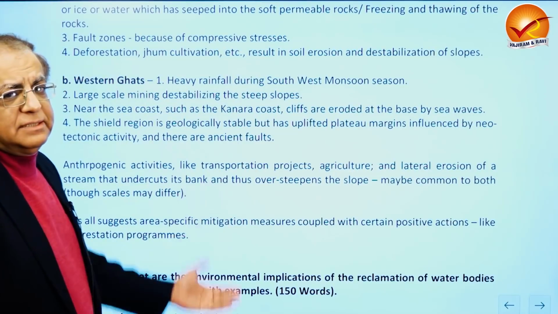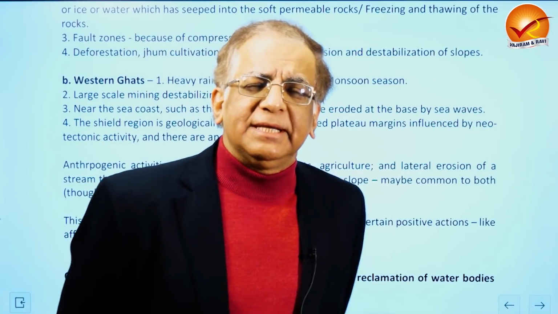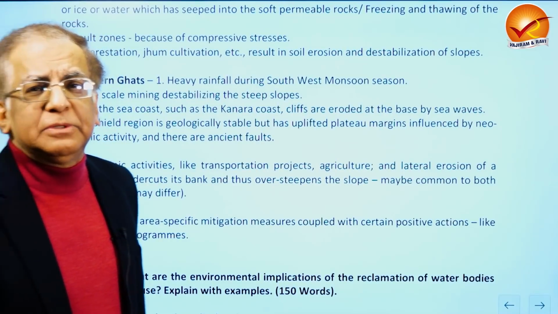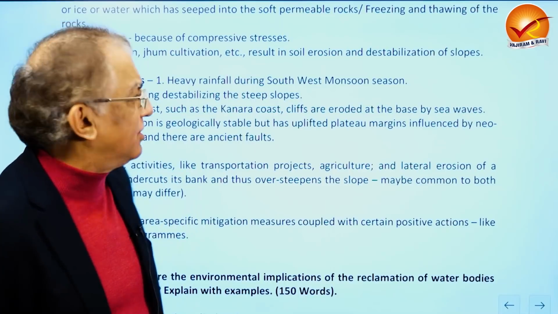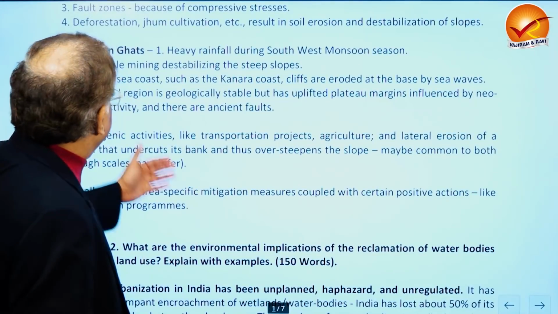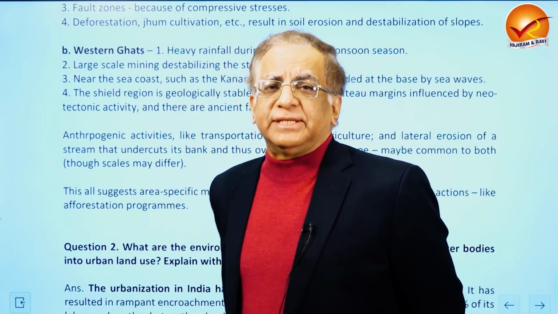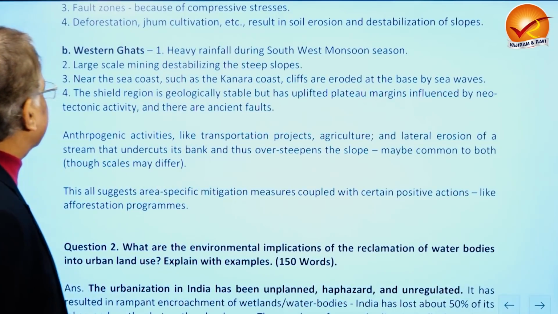And besides that, human activities like deforestation and dune cultivation, which is still prevalent in some parts of the northeast, may lead to soil erosion, and the slopes may get destabilized because of that, and that may lead to landslides. In the case of the Western Ghats, we have heavy rain during the southwest monsoon season, so that becomes one very common reason for the landslides.